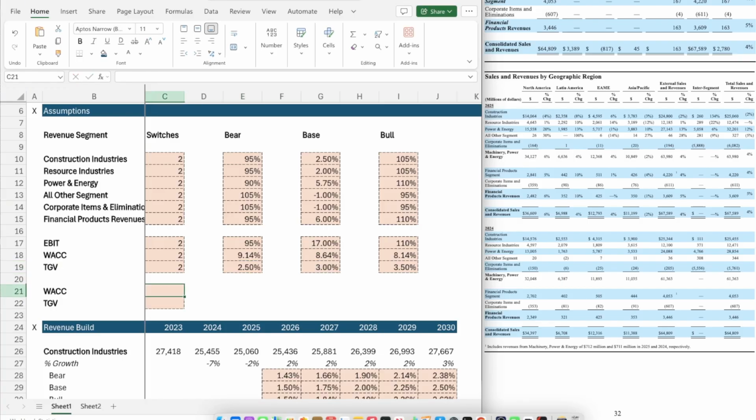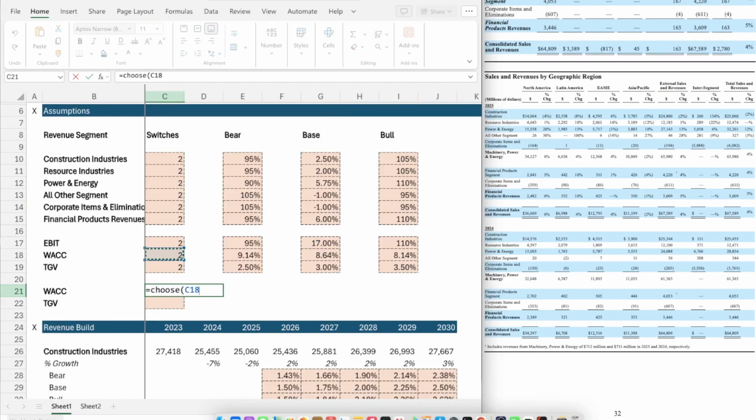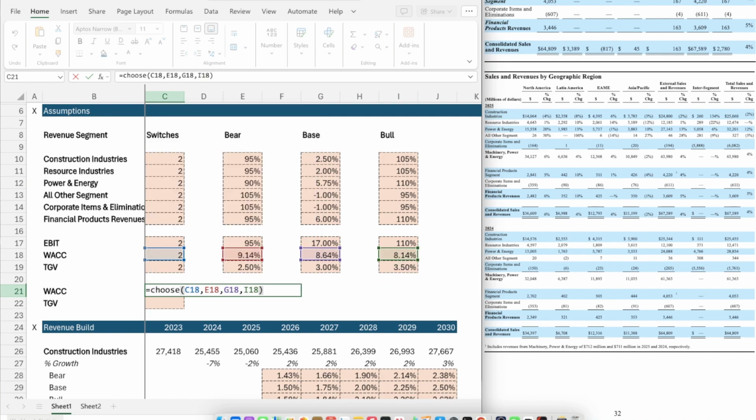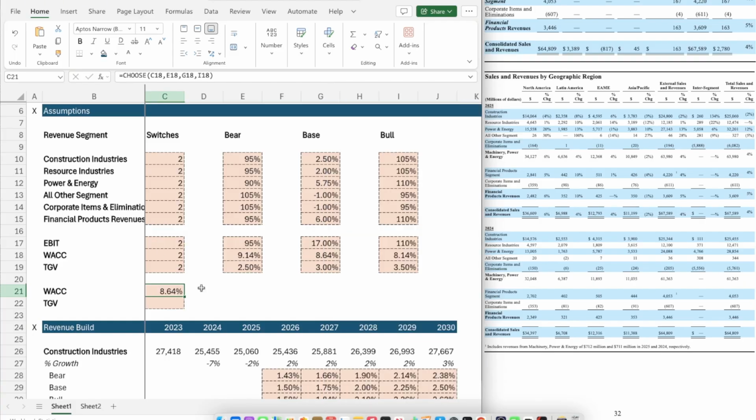Now, in the same way we use the switches for here, we want them to apply to the WACC and the terminal growth value. But we're going to use a different function: CHOOSE. So equals CHOOSE, open brackets, select the switch, then each of these in order. Just need to format it into percentage. Let's copy this down for the terminal growth value.